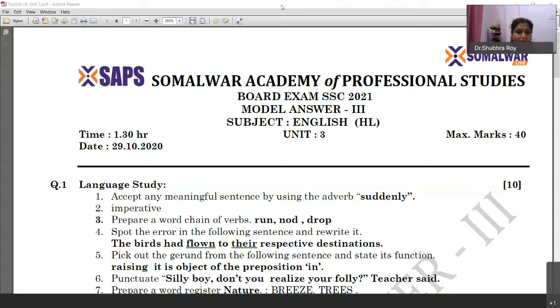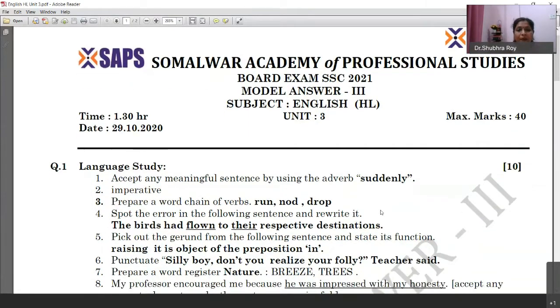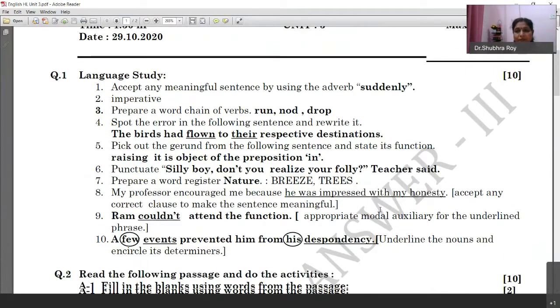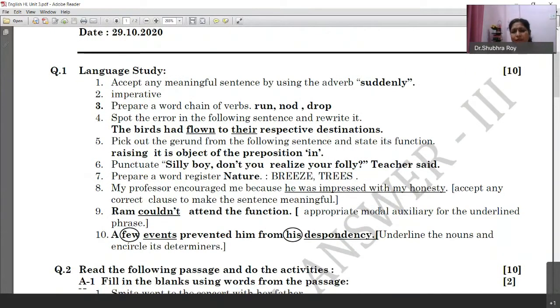Teacher said, T capital, because wherever the quotation marks open, you have to use a capital letter for the opening words. The next question is sub question number 7. Prepare a word register. The word given to you was nature. So you can use any related word with nature. In this example, I have given breeze and trees. You can write any other word that is related to nature. That will be your word register.